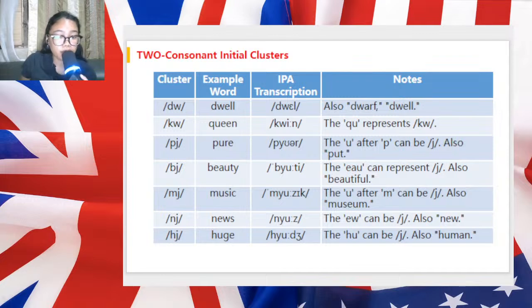This sound is often represented by the letter Y in English. It appears after another consonant, creating a distinct blend. Let's start with PJ. In the IPA transcription, it's pure PY. The slide points out that the U after P can represent the J sound, so it's the P sound followed quickly by the Y sound.